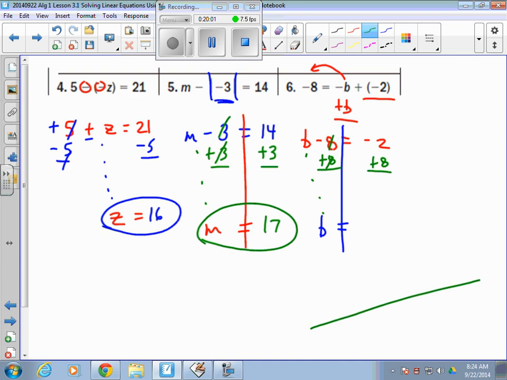Negative 2 plus 8, again, you start at negative 2. Plus 8 means to go 2 to get to 0, and then 6 more to move it 8 times. So it's at positive 6. So you should have b is equal to positive 6.